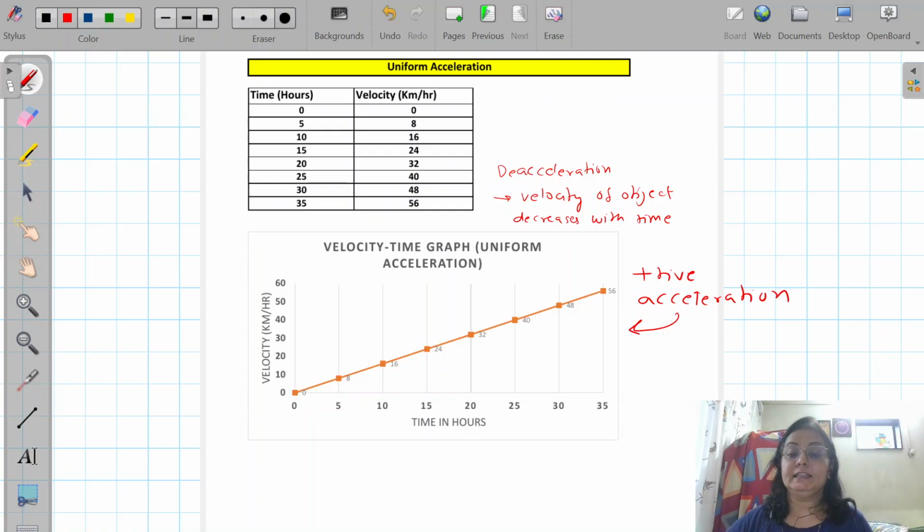Suppose the graph is like this. And this is velocity and this is time. So the velocity is decreasing with time. So this is an example of deceleration.